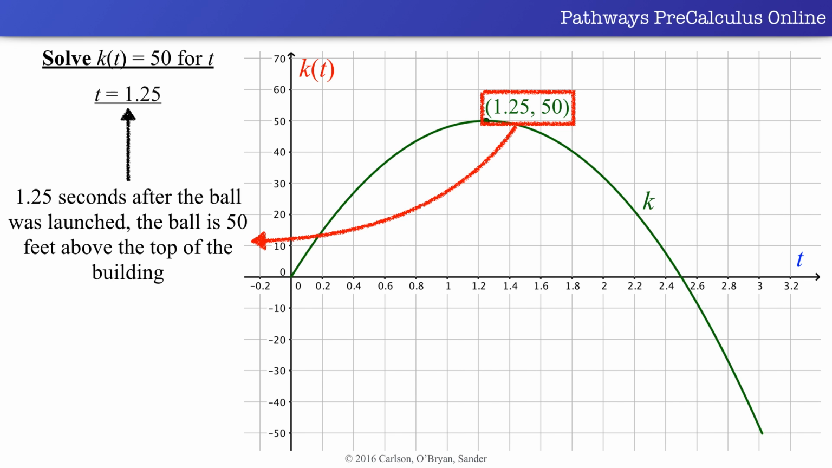Therefore, t equals 1.25 is the solution to the equation k of t equals 50, and we say that 1.25 seconds after the ball was launched, the ball reaches a maximum height of 50 feet above the top of the building.